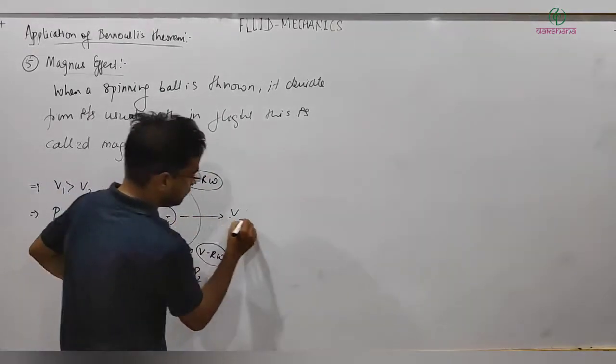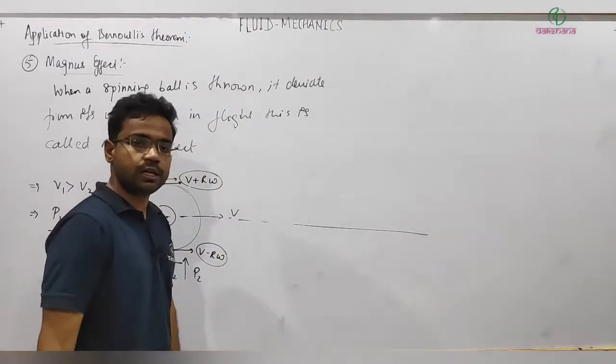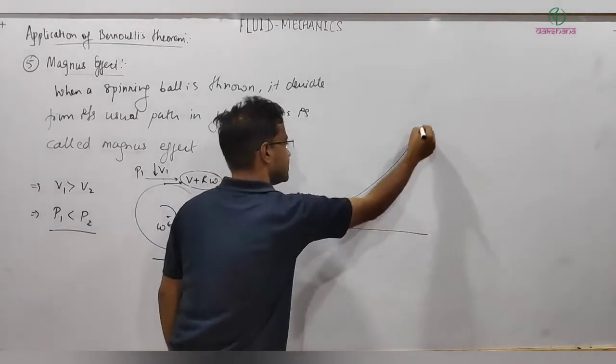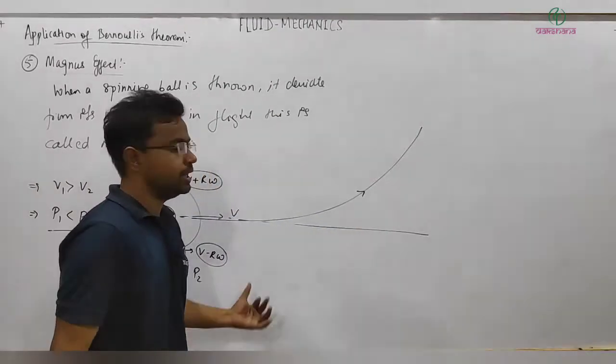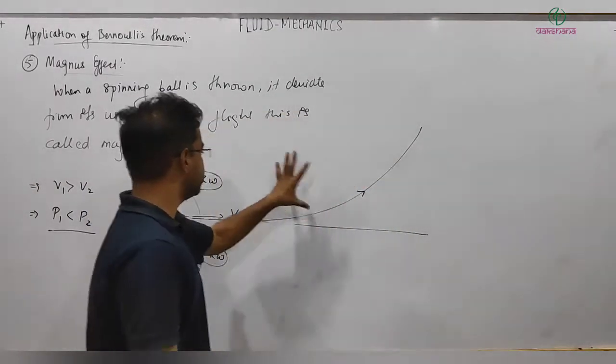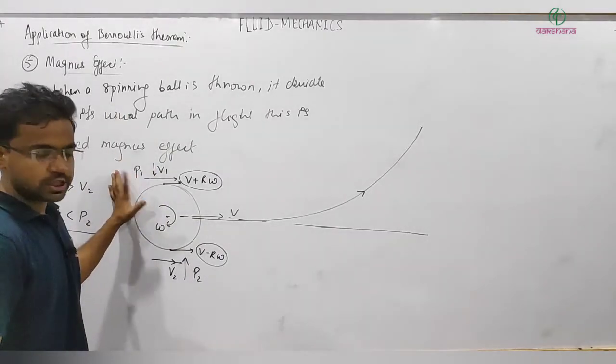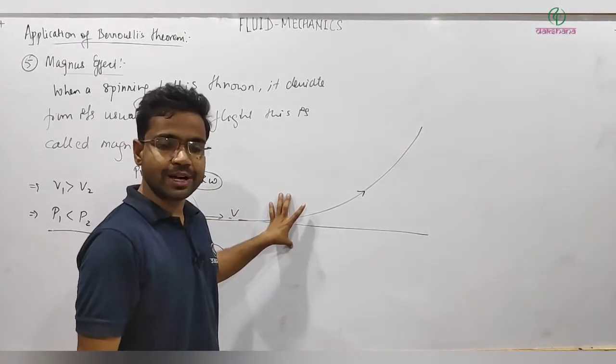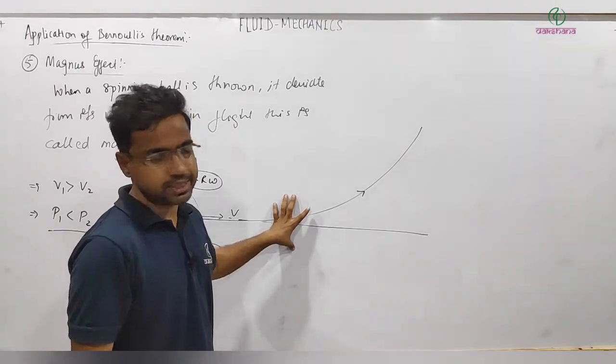Then what will happen? Instead of going in a straight line, it deviates from its path, something like that, and it will be going in this direction. This effect is termed as the Magnus Effect. Why this turns out, I think you should be clear even with this now.